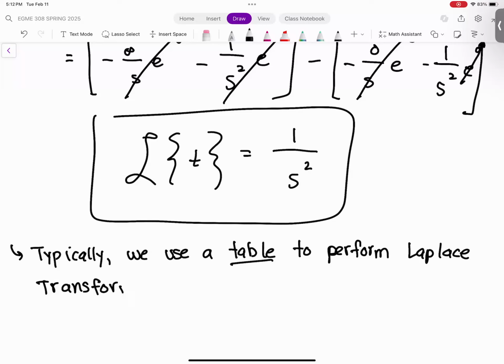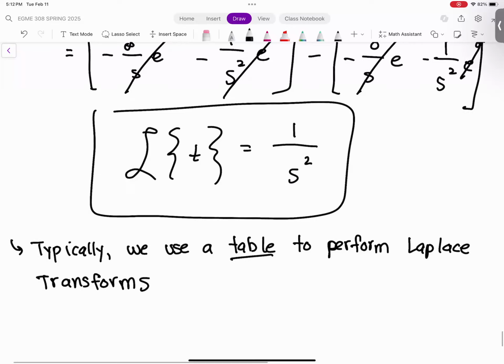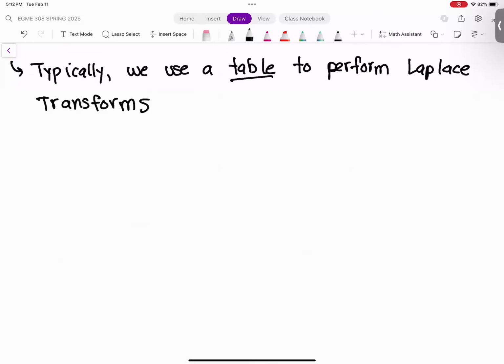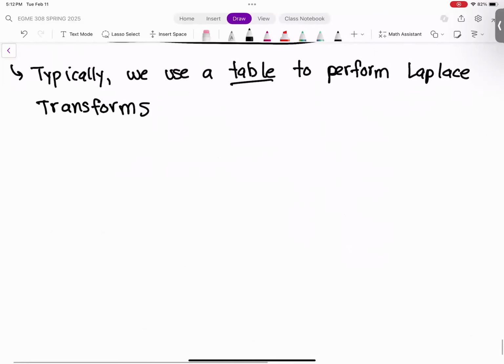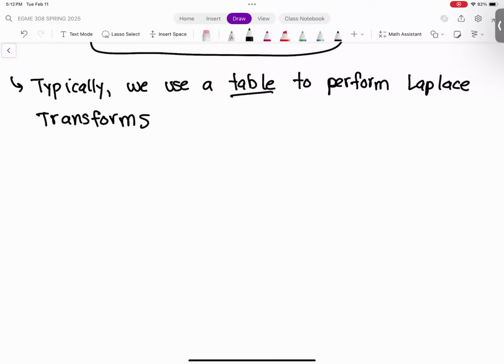So this table will be the last thing that I show you for today. And then we'll pick it up from here on Thursday, and you can see how we take this, okay? So how to use the table. The table basically just takes all these results that we just did, as well as some other common functions, and it just tells you what the Laplace transform is, okay?